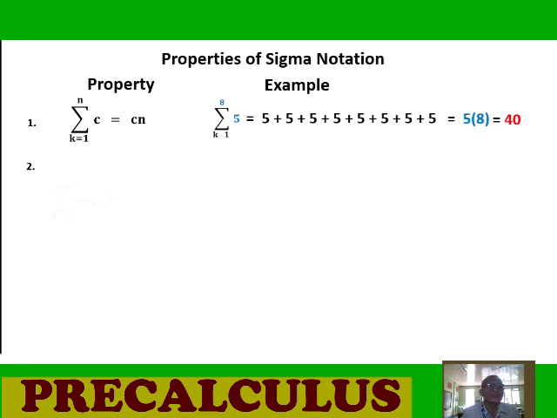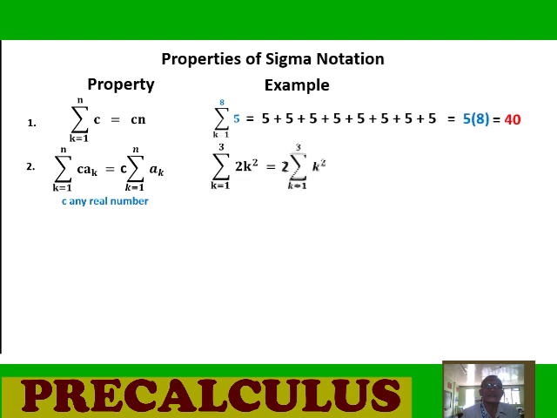Second property, the summation of C times a sub k as k goes from 1 to n. We may move C before the summation symbol. For example, the summation of 2k squared as k goes from 1 to 3. Move or write 2 before the summation symbol.